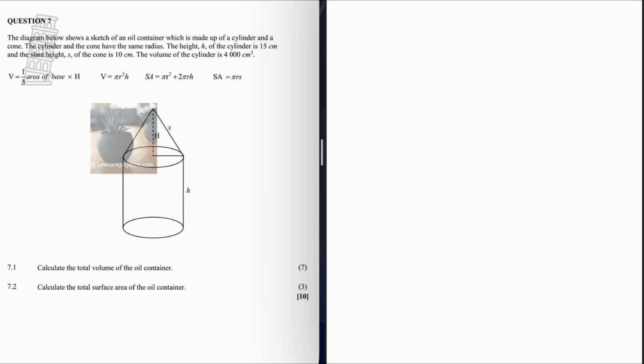7.1 for 7 marks. Calculate the total volume of the container. So I'm going to write out the information that I know first. So the volume of the cylinder, so to calculate the volume, we're going to add up. So the volume of the cylinder, so volume is equal to 4,000 centimeters cubed. And this is the volume of the cylinder.